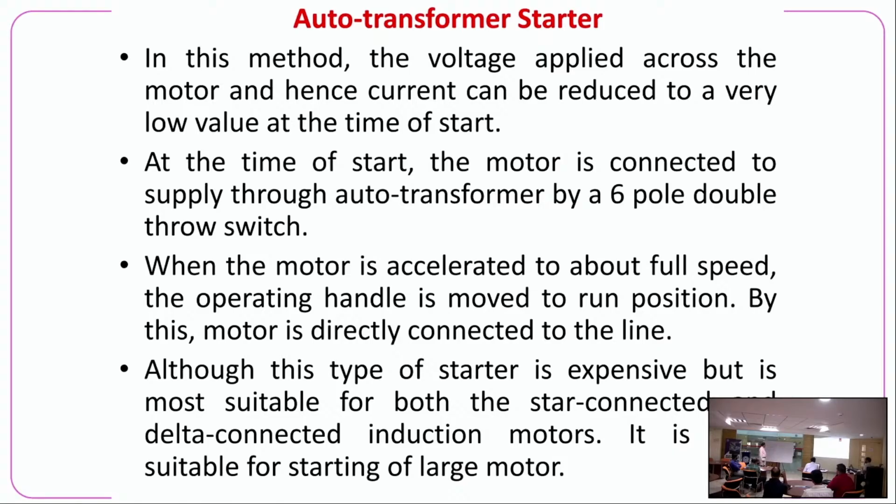So the star delta starter is a particular case of the auto transformer starter where x square is 1 by 3. Here you can have any value of x from 0 to 1, whereas in star delta you have only one fixed value of x. So star delta starter and auto transformer starter.